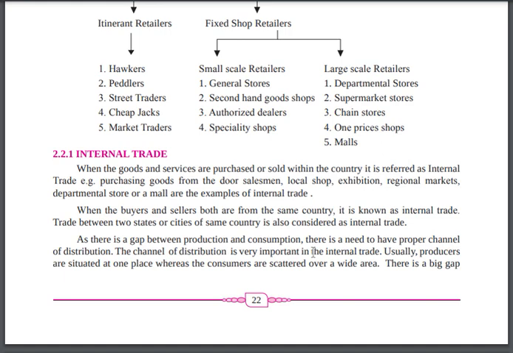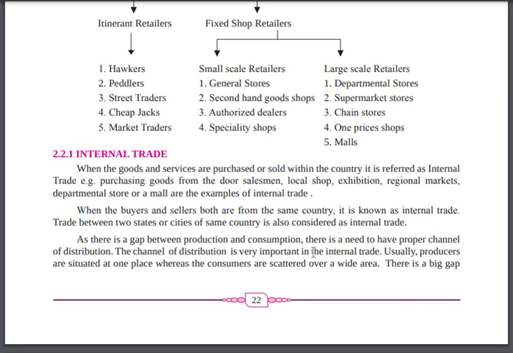Trade between two states or cities in the same country is considered internal trade. It is as simple as that. If I am selling from Maharashtra to Hyderabad, that is also called internal trade. From Mumbai to Pune, internal trade. Buyers are living in India and sellers are also living in India, then also it is internal trade. Clear?